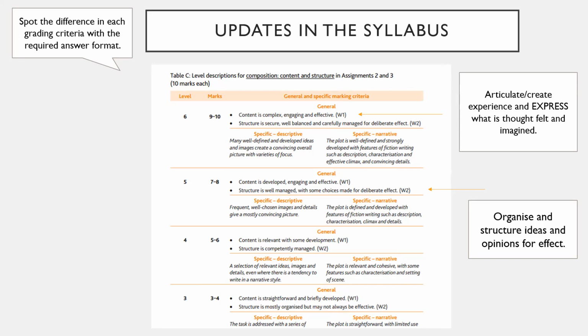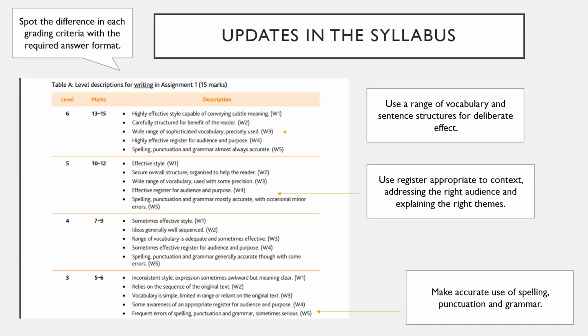Here in level 5, we have structure that is well managed with some choices made for deliberate effect. Organize and structure ideas and opinions for effect to help you achieve those high levels. Again, use a range of vocabulary and sentence structures for deliberate effect. Use register appropriate for the context, addressing the right audience and explaining the themes. And also make accurate use of spelling, punctuation, and grammar. This will help you achieve those higher levels.